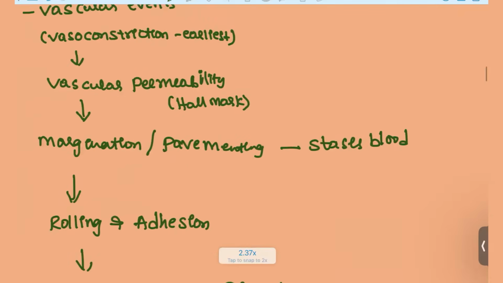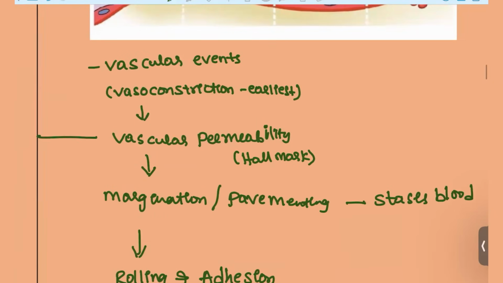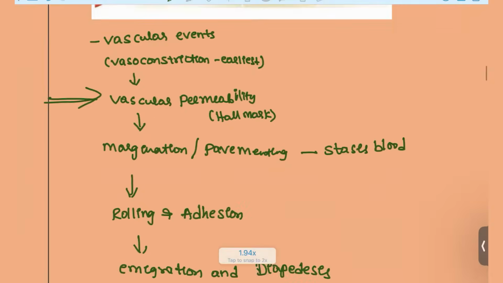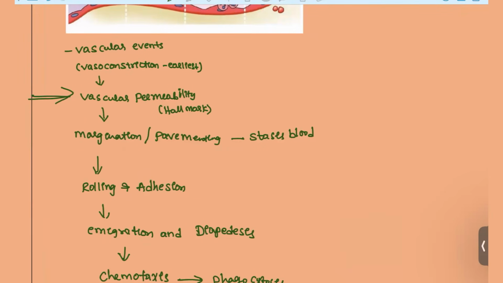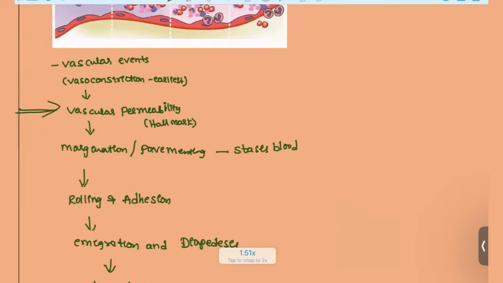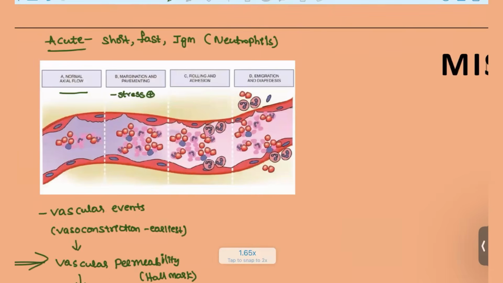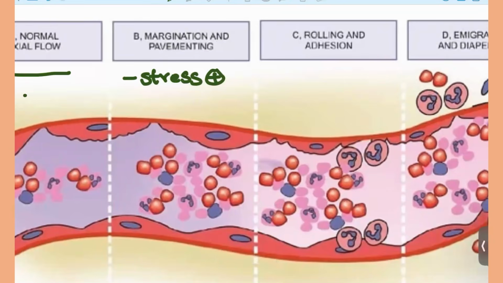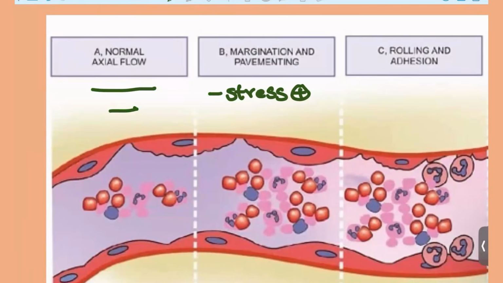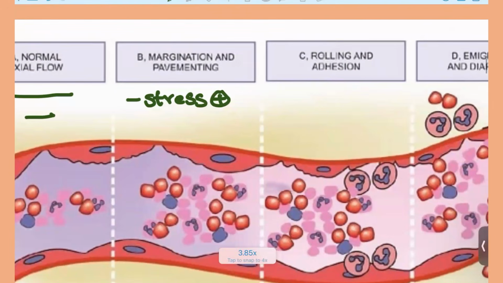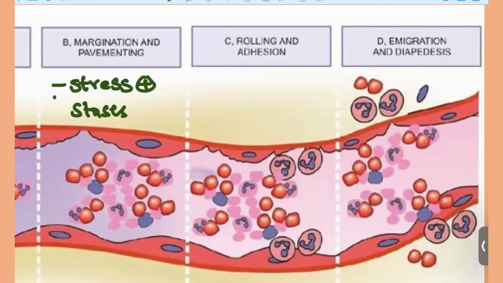Once upon a time, a question was also asked on this picture. Order-wise, you have to arrange this in ascending order. That question is also asked in the examination. Let's see. First, here is the normal flow, where there is an increased blood circulation. Again, there will be vasoconstriction and vascular permeability. Once it goes into margination, it is going to cause the stasis, and this stasis will cause, at a time, the pooling of the blood.